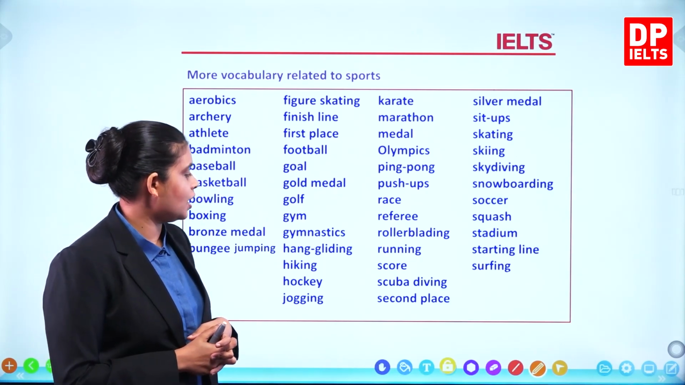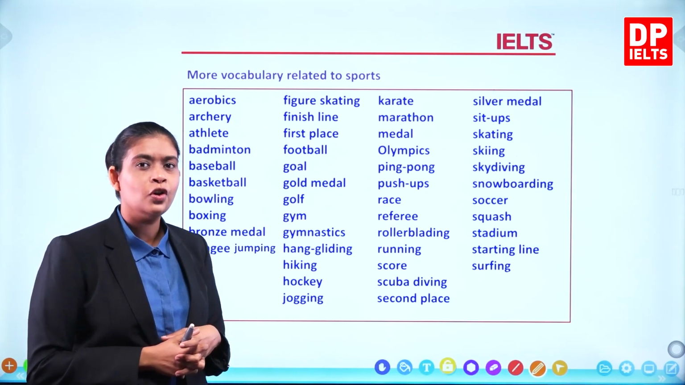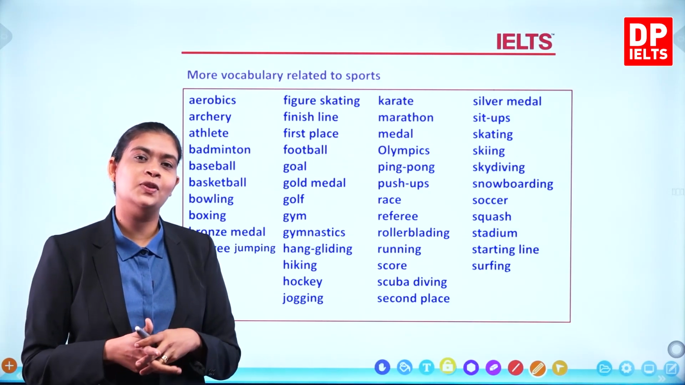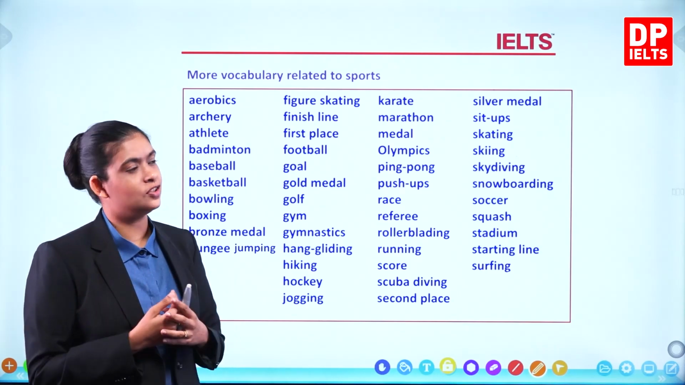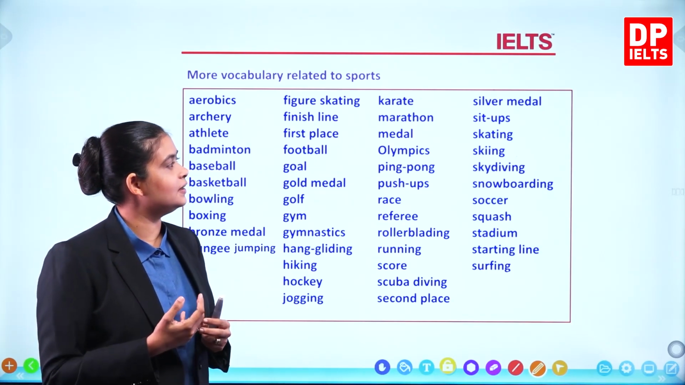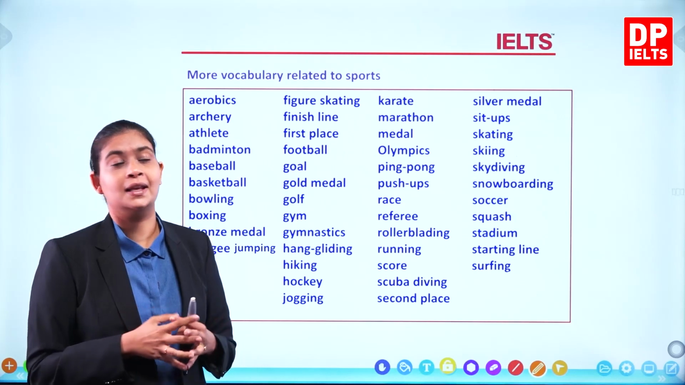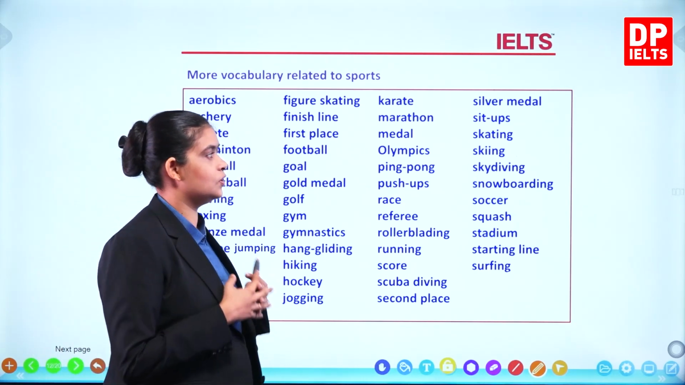Rollerblading, we have running, score, scuba diving. Scuba diving is when you go under the water. Second place is when you get actually number 2. Silver medal is also when you are placed in the second place. Sit-ups is when you want to sit up and down.